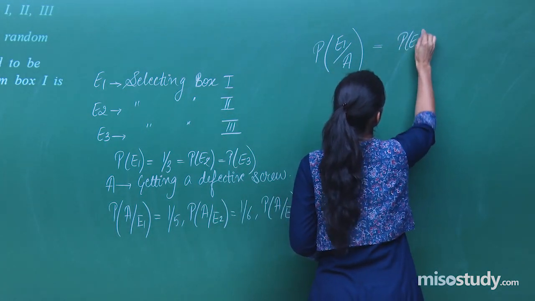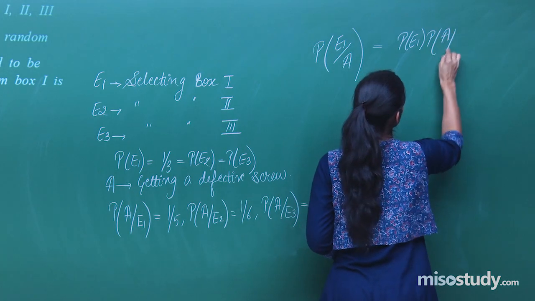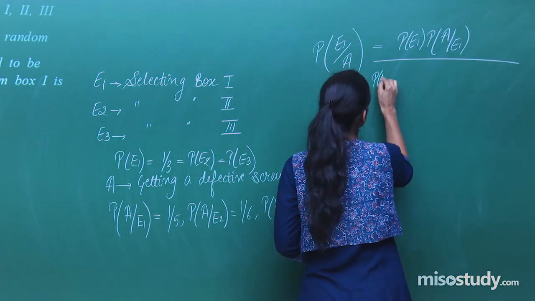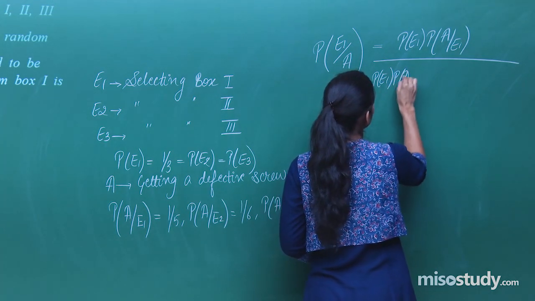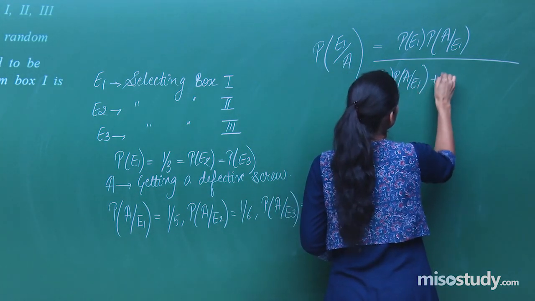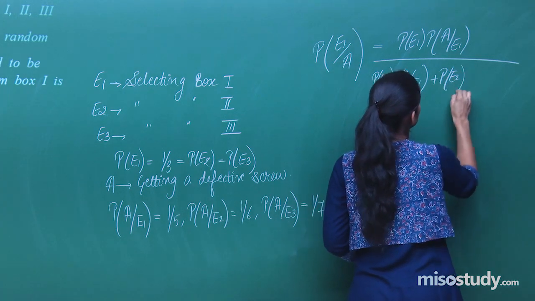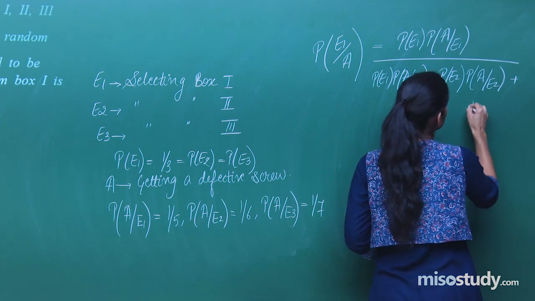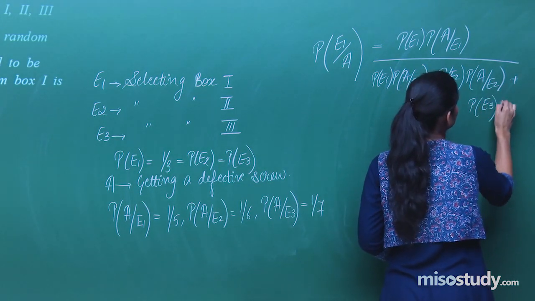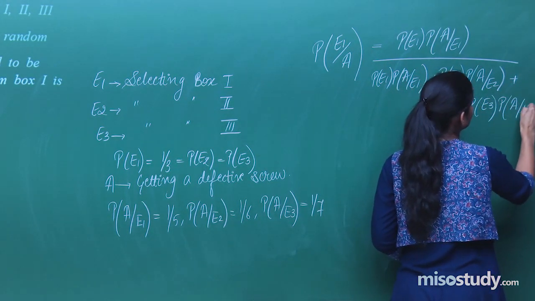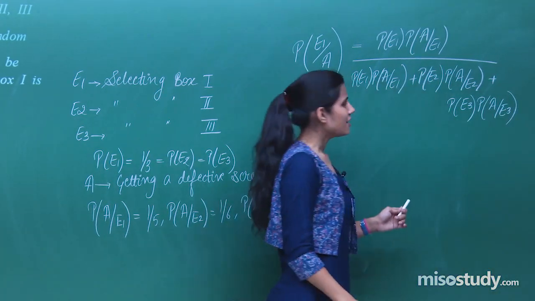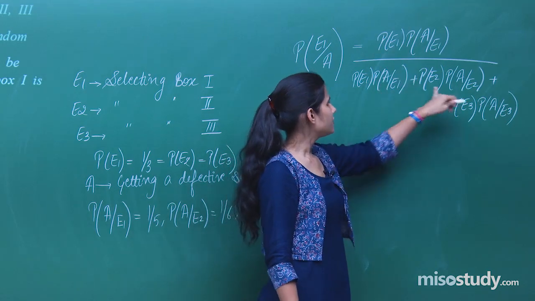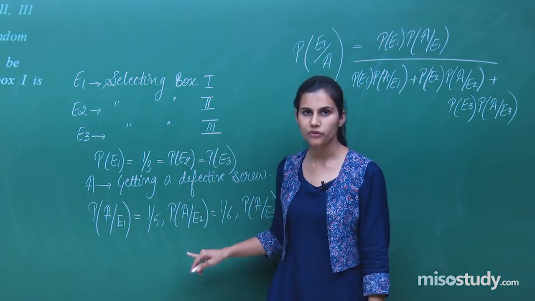It is probability of E1 into probability of A by E1 whole upon probability of E1 into probability of A by E1 plus probability of E2 into probability of A by E2 plus probability of E3 into probability of A by E3. You have everything which you need to plug in this formula. Each and every expression you have, all the values you already have.